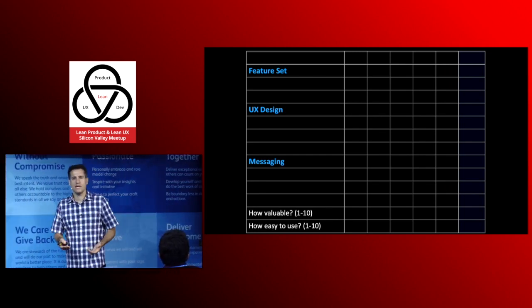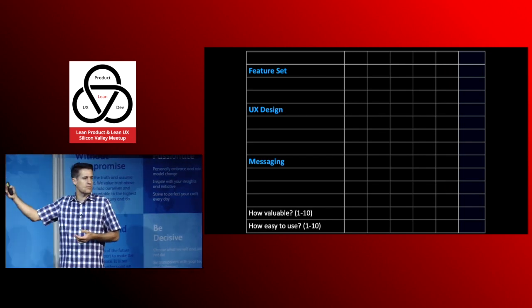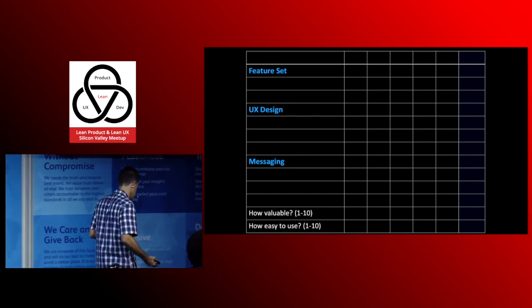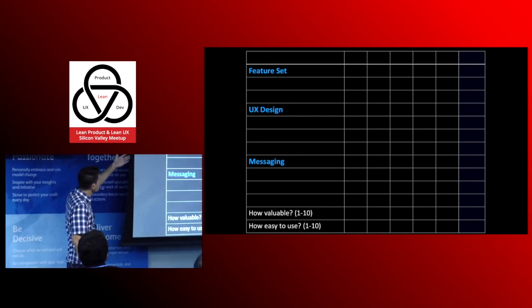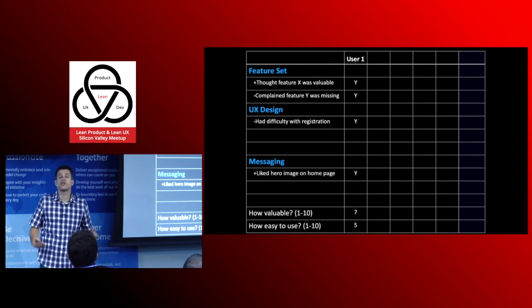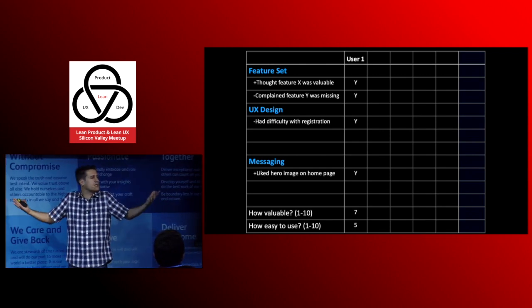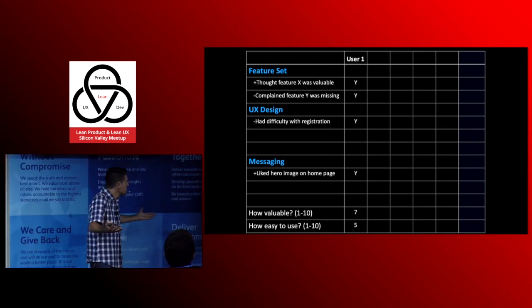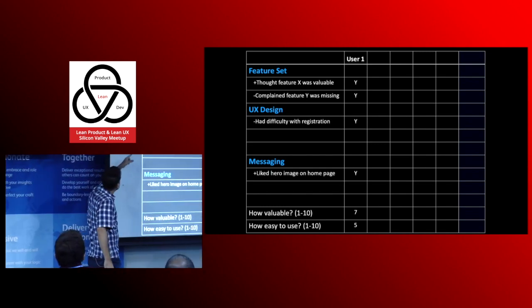That's going to be some noisy data, but over time, hopefully you can see those numbers moving as you make progress. So that's the idea. Then I go and talk to user 1, and I show her the prototype. I have no idea what she's going to say or what the feedback is, right? So what did I learn from her?